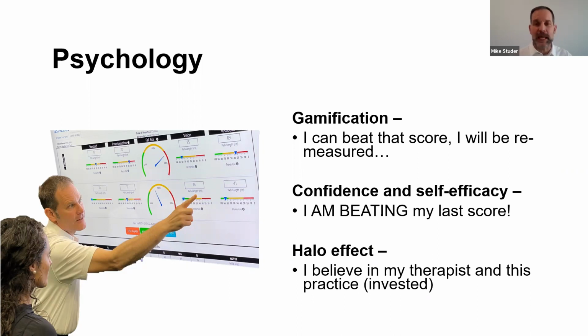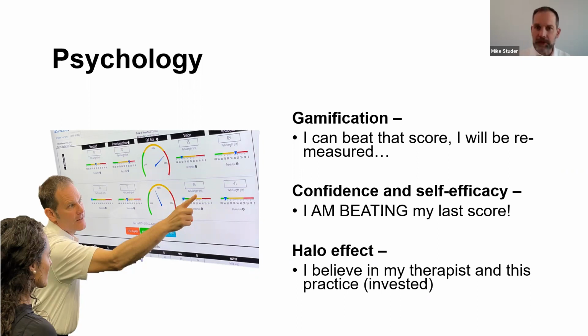Enhanced expectancies, gamification. I've beat the score. I expect I'm getting better. I think I can beat the score again. I can hold myself more stable. I can walk more briskly. I can perform more sit to stands. Confidence in self-efficacy. I am beating my last score right now.